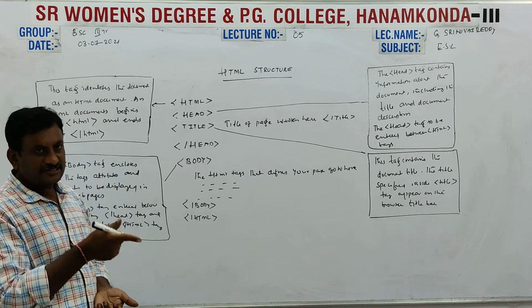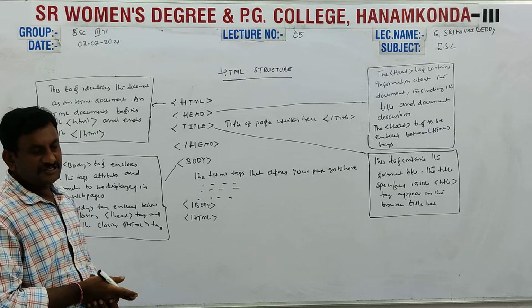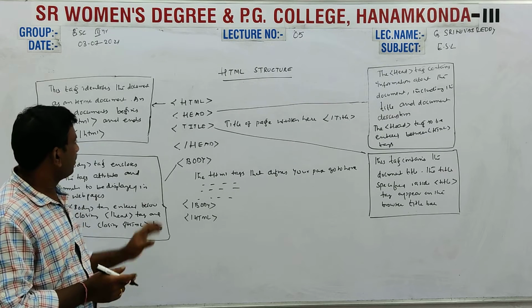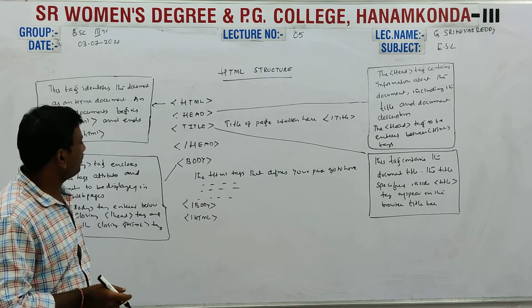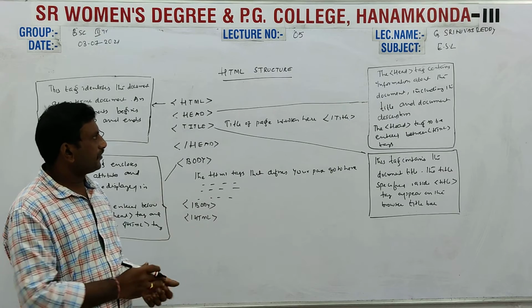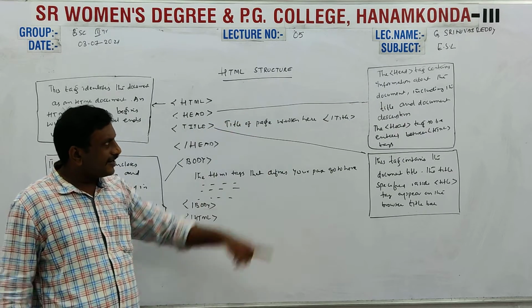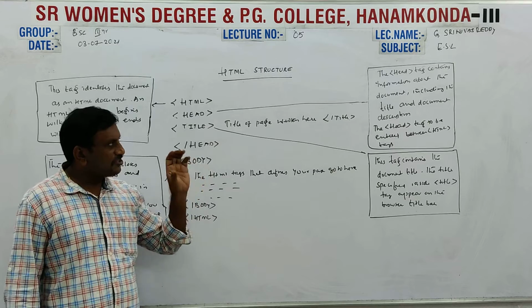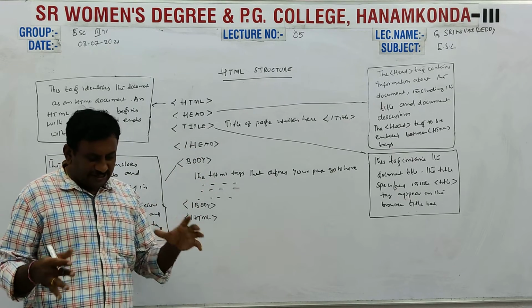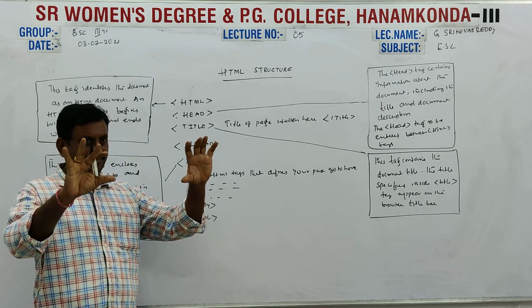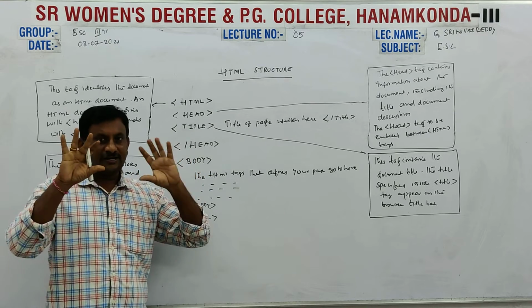Here, two types of tags: slash, forward slash HTML. That is the content of HTML. Next, the head section. The head tag contains information about the document, and generally we are using it for the heading of the program. Head is also a type of heading.